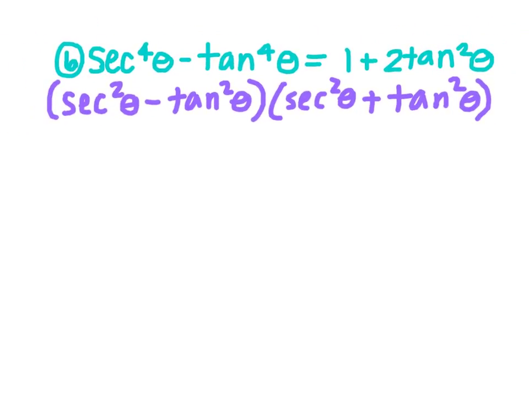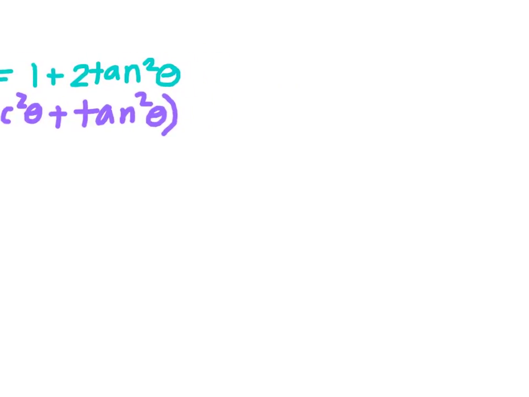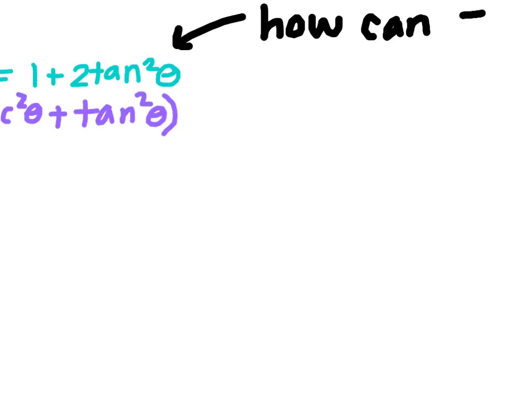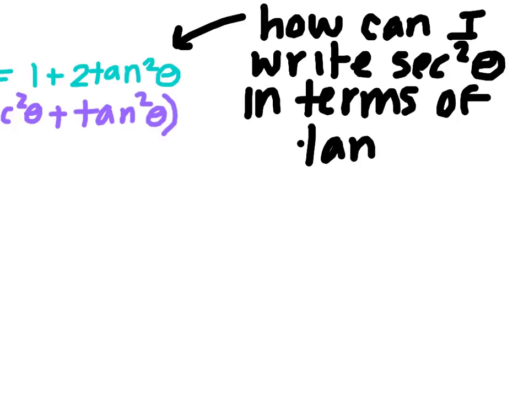And so if we take a look at this, we definitely see some tan squareds, but probably the thing that we need to think about here is how can we somehow write secant squared in terms of tan squared. So I'm even going to write that out over to this side here, just so we have that written down. So how can I write secant squared in terms of tan squared? And the reason why we're thinking about this is we know we need to get both sides to be equal to each other.